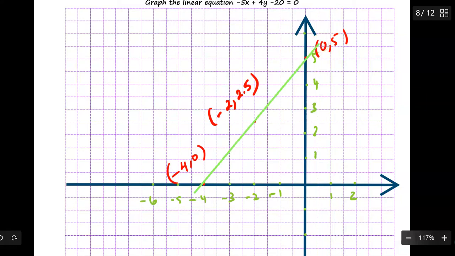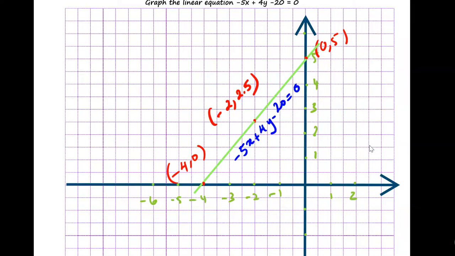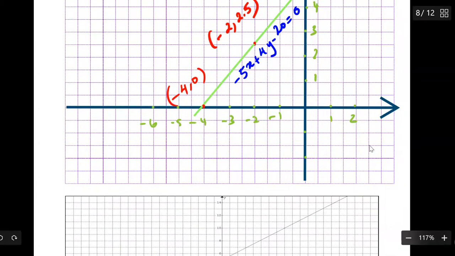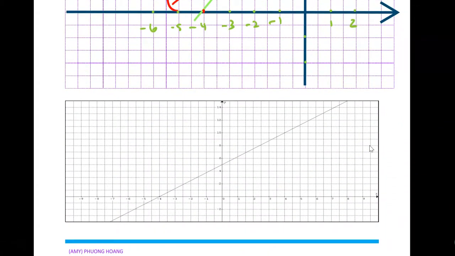Okay, so if I can click this in to make sure that this point and this point all stay on the graph, and this graph is actually -5x plus 4y minus 20 equal to 0. So that's why you really need to find 3 points in order to sketch the graph. Okay, so let me move down to show everyone what happened. Right here is the one that I use the software to plot the graph for you.